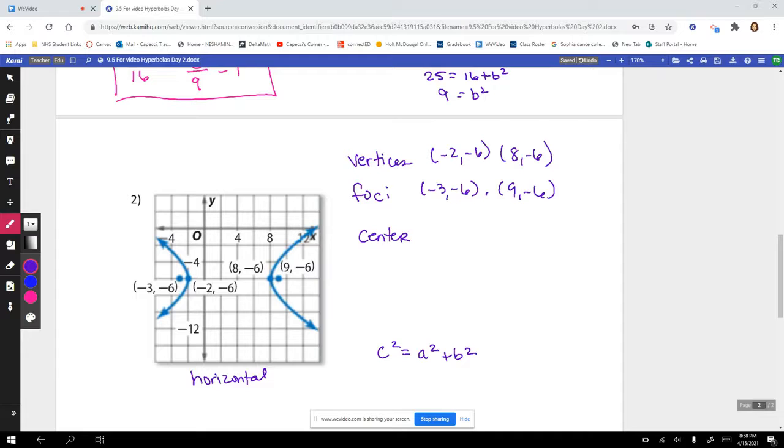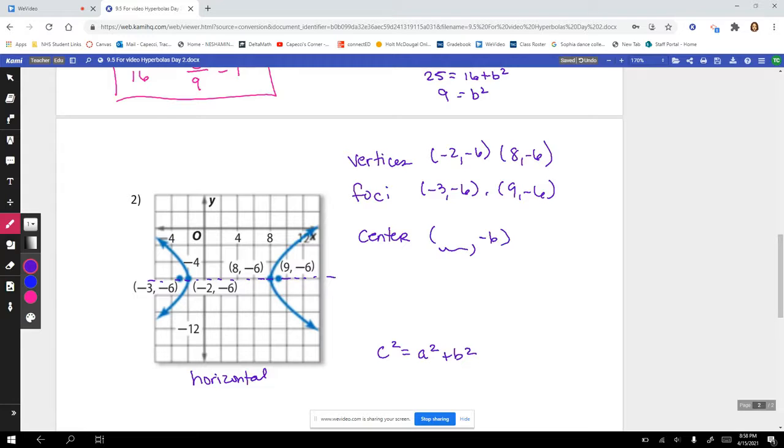To find the center, we know the center is going to be in between the vertices. One thing I already know is that it's going to be on this line right here, because it's always on the same line with our foci and our vertices. So we know my y value is -6, and I need to find my x value.